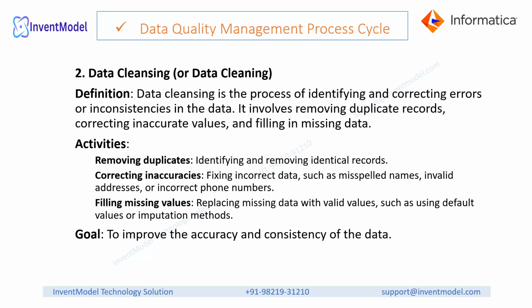What activity do we do as part of this? So removing duplicates means identifying and removing the identical records. Duplicate means same records. So we'll try to filter out the other duplicate records and we'll try to maintain one record for the one customer. Correcting inaccuracies: so fixing incorrect data such as misspelled names, invalid addresses, we'll try to correct it. This will help us to improve the accuracy and consistency of the data.